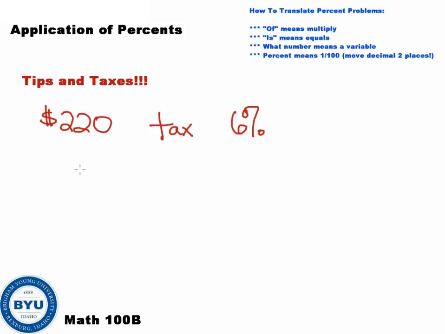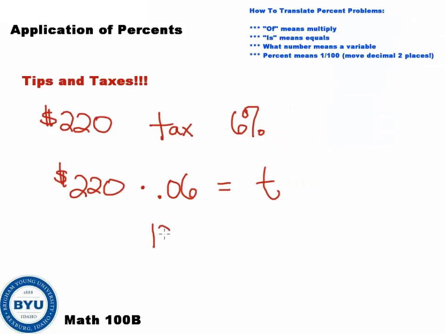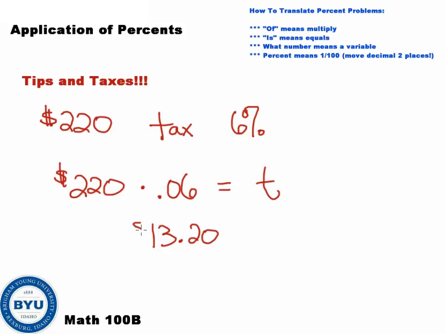So to do this tax, we would do $220 times 0.06, because we're asking ourselves, 6% of $220 is what? So 220 times 0.06 equals the tax. And so we would just simply do that in our calculator. Do 220 times 0.06 and push the equal button. We're going to find out that the tax is $13.20 that they're going to tack on to the price of this Xbox.